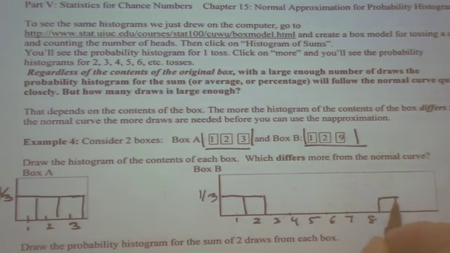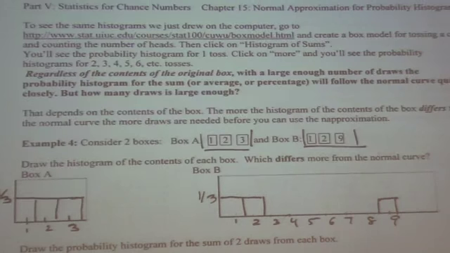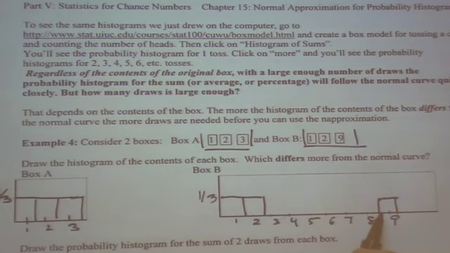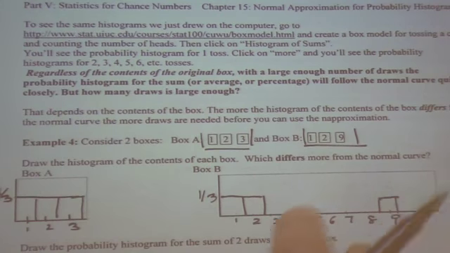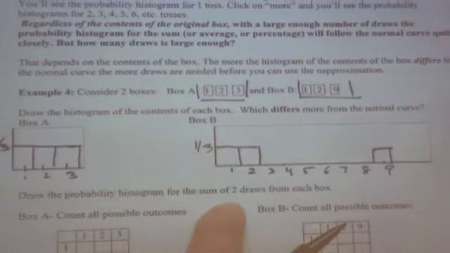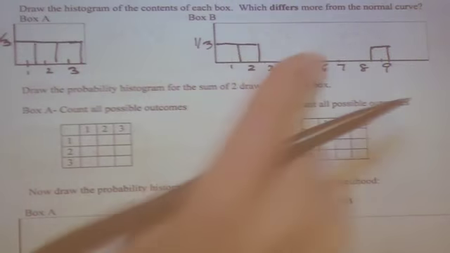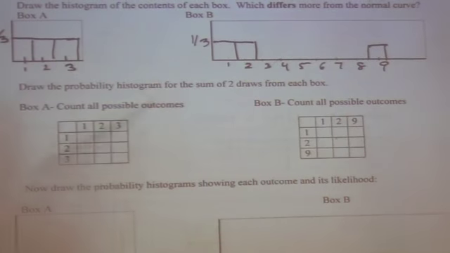There's a lot more variability inside the box. All right, and there's a 1/3 chance for each. Now, let's draw the histogram for the sum of two draws from each box and see what they look like. And you'll see that this one's going to look a lot more normal than this one because it starts off looking more like a normal curve. All right, so let's do it.